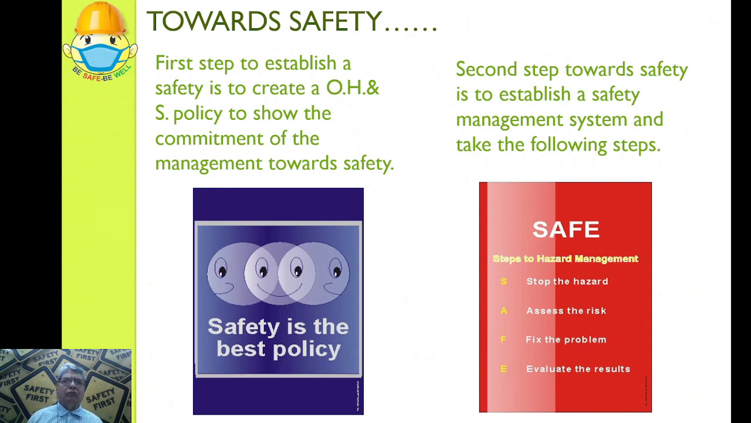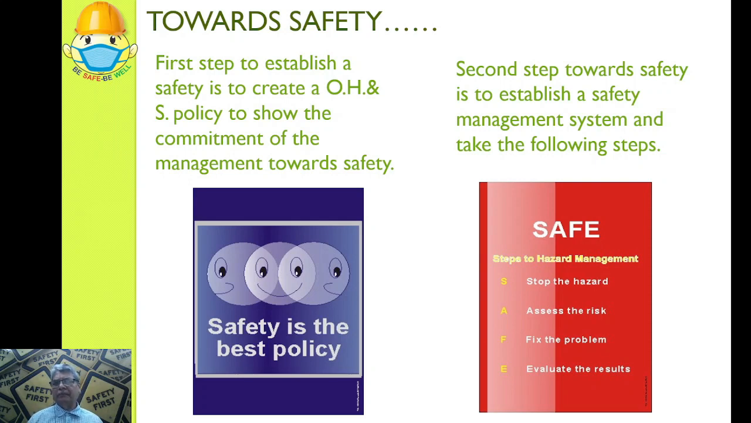If you want to achieve the safety goals, if you want to go towards safety, the first step is to establish and create an occupational health and safety policy. That safety policy shows the management's commitment towards safety. We will discuss the safety policy separately.